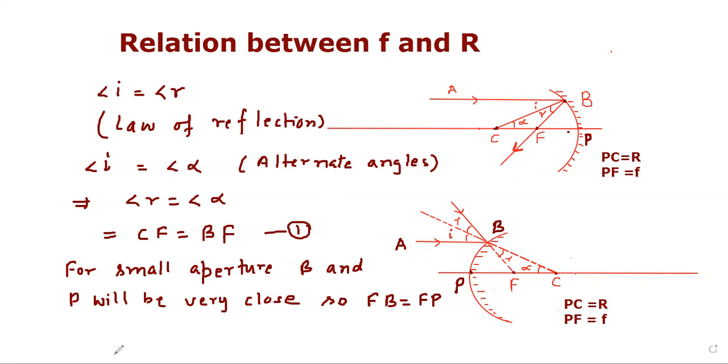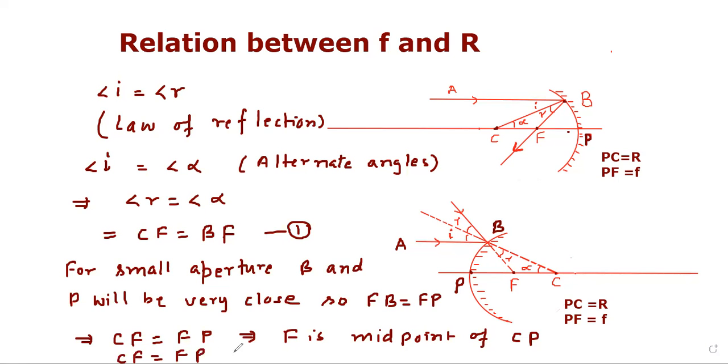So from here, CF equal to FP. So F will be the midpoint of CP, which implies F is the midpoint of CP. So this CF and FP both will be equal. So CF equal to FP must be equal to small f, because PF equal to small f, the focal length.